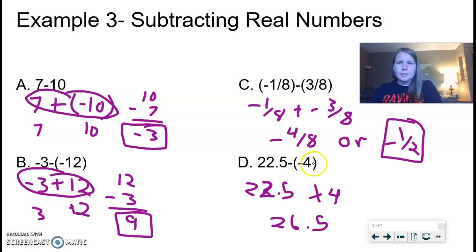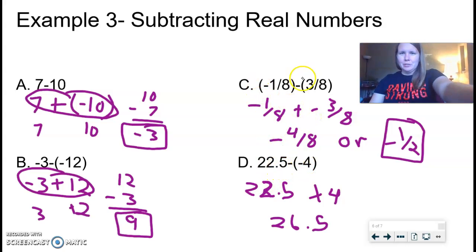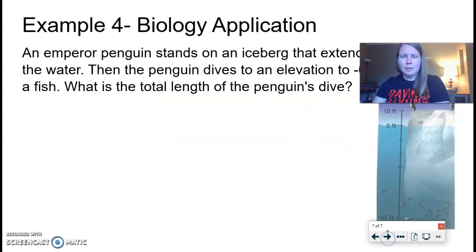So I already went ahead and did the work for these next two. When I change these to addition for C and D, so I changed them to adding the opposite, they end up being the same signs, which makes it a little easier for adding. So in this case, I'd get -4/8, or you simplify it to -1/2. And then in this case, again, minusing a negative makes a positive, I just add the two positives together and find my solution. I'll make sure I have enough time for that last problem here.